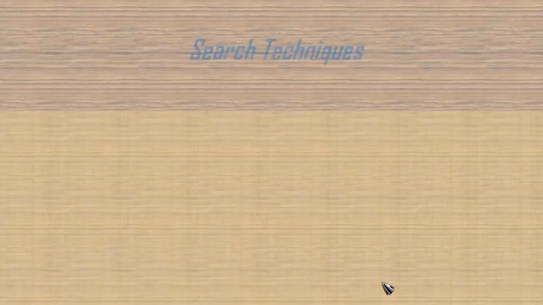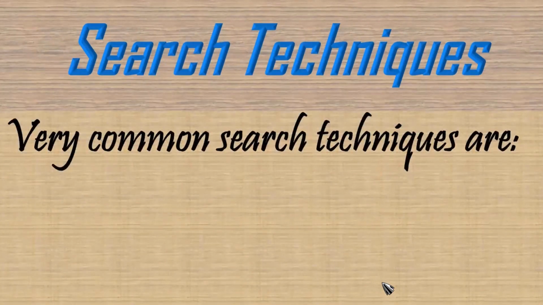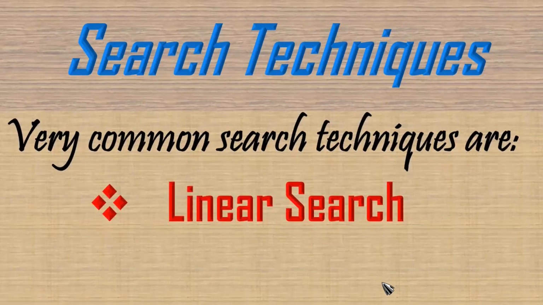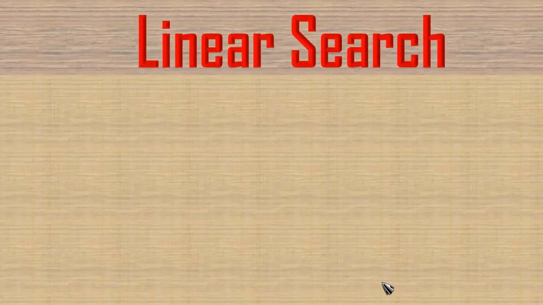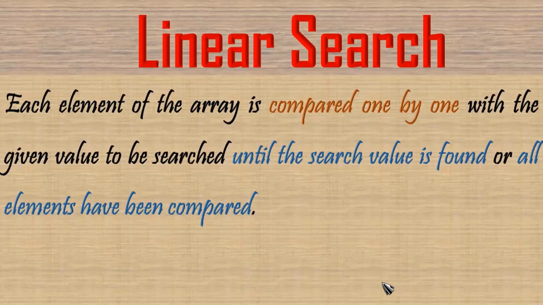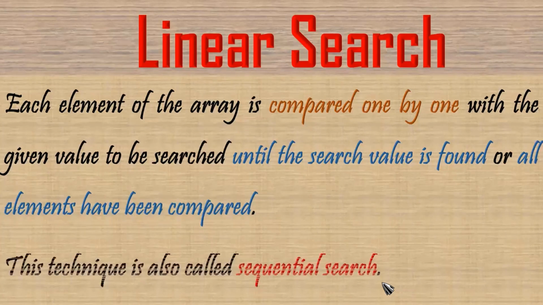If we see search techniques, we have two commonly used techniques, that is linear search and binary search. In linear search, each element of the array is compared one by one with the given value to be searched. This will be done until the value is found. Otherwise, this will continue until the last index. This technique is also called the sequential search technique.